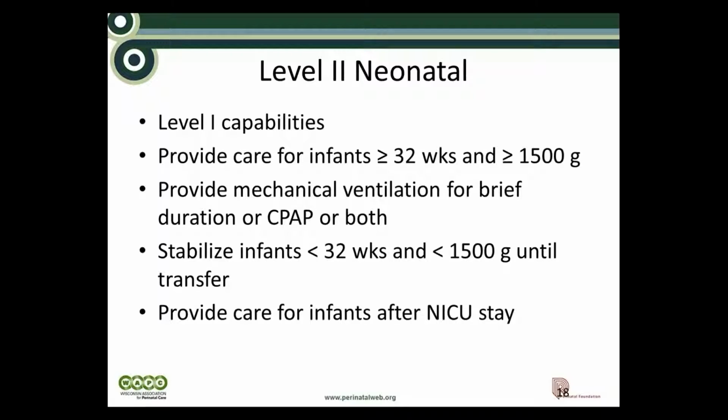They should be able to stabilize any infants outside of that criteria until transfer, and also provide care for infants after an ICU stay. And admittedly, this is an area where many of the level 2s have not gotten a chance to perform because they just might not get the babies back from the NICUs.